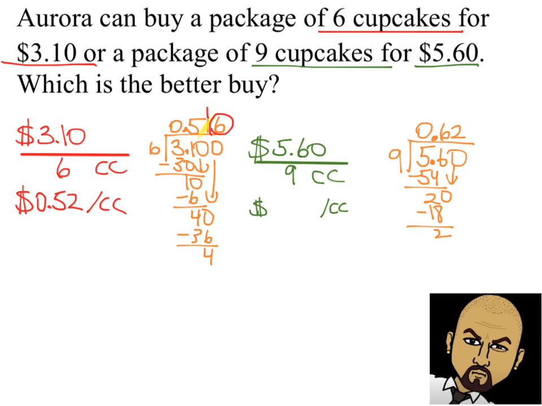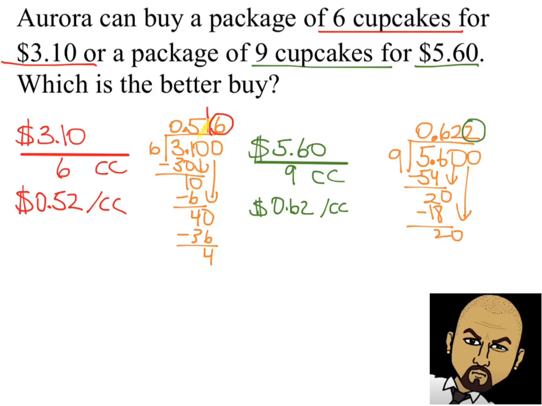Now, once again, you're going to have to keep going because there are still values there. So we need to add a placeholder. And the 9 goes into 40 4 times. And so now we need to round to the nearest hundredth by looking at the thousandths place. 5 or above, you give it a shove. 4 below, you keep it down low. And so we keep it down low. So we end up with a unit rate of 62 cents per cupcake.